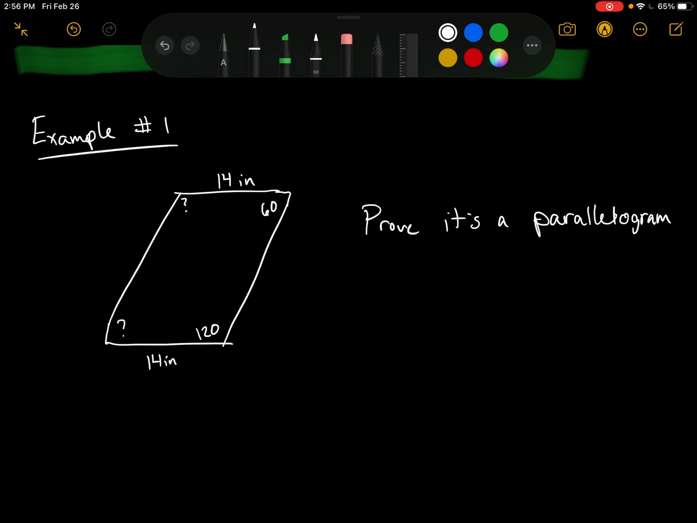So based off of this information here and based off of what they gave us, we're trying to set this up in a way to prove whether or not this is a parallelogram. And we need to use one of those four properties that we saw from above.